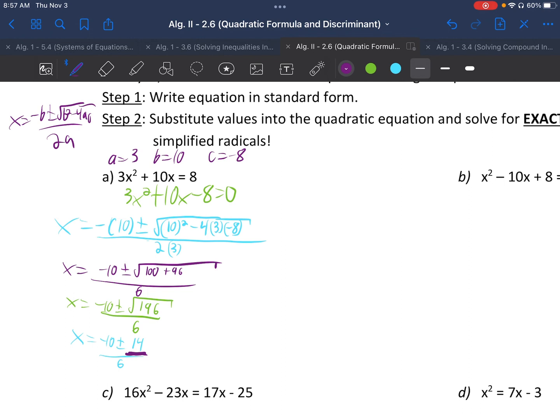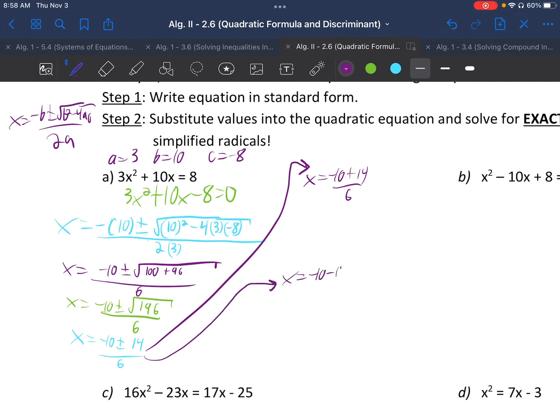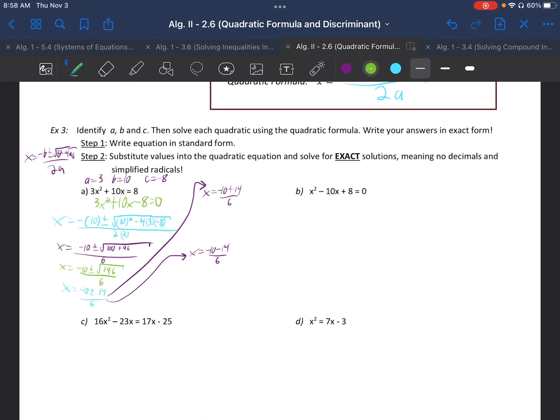Now, from here, we can split our equation and solve, because that was a perfect square. Remember, whenever we have a perfect square, we want to split the plus minus into 2 different scenarios. So I'm going to do that. I'm going to do x equals negative 10 plus 14 over 6. And I'm going to do another one down here, x equals negative 10 minus 14 over 6.